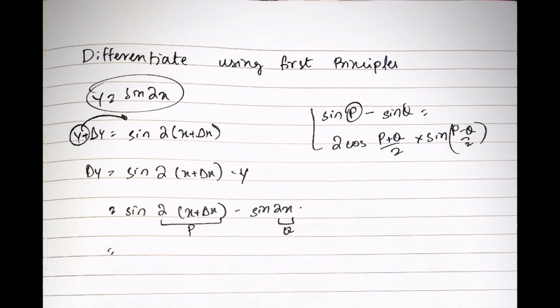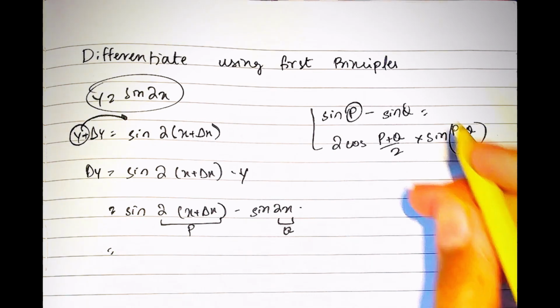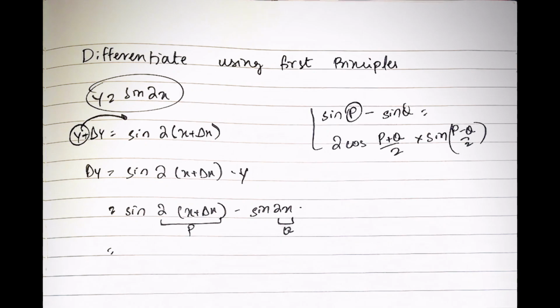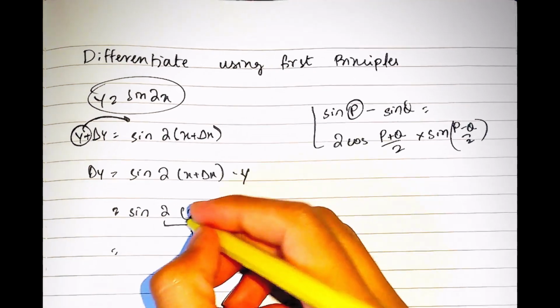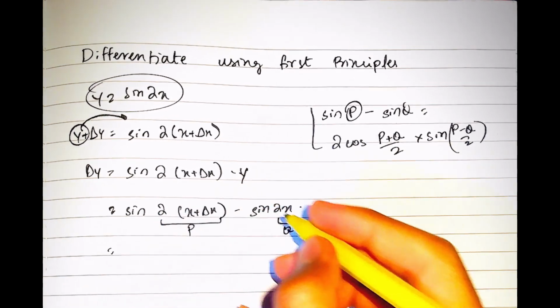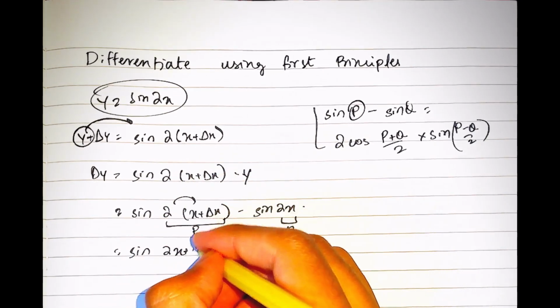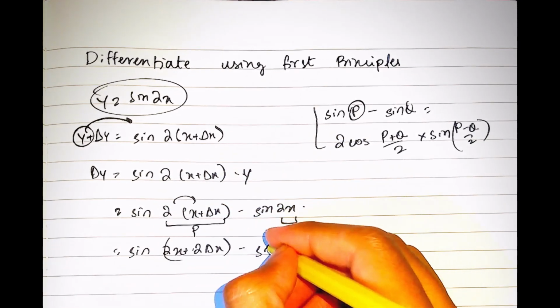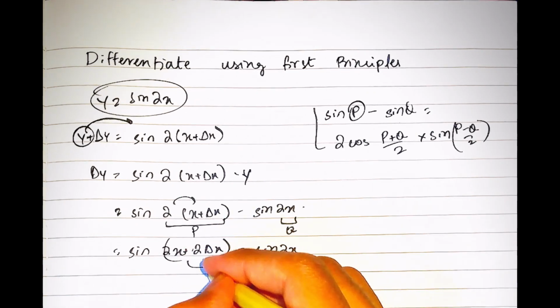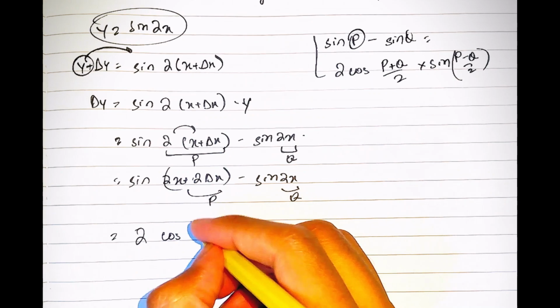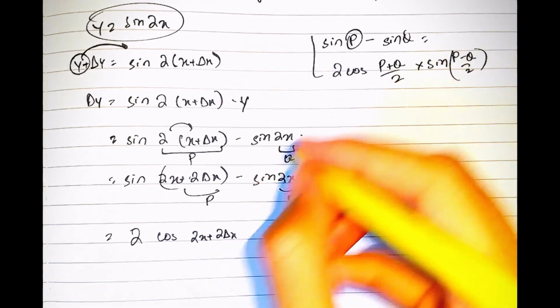So don't worry, we will cover these things in another course related to trigonometry. But for now, we know that sin p minus sin q is equal to 2 cos (p plus q) divided by 2 and sin (p minus q) divided by 2. So over here, p is 2 times (x plus delta x) and q is 2x. I would like to multiply this 2 inside the bracket. So it's now pretty clear that this is my p and this is my q. So I can write p plus q. What is p? 2x plus 2 delta x. And what is q? It is 2x.